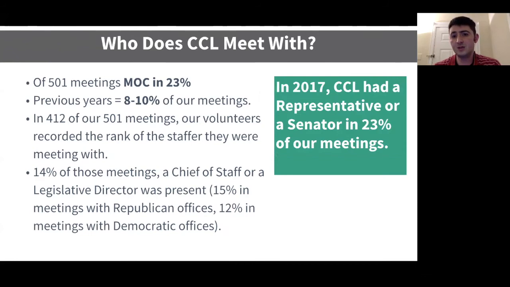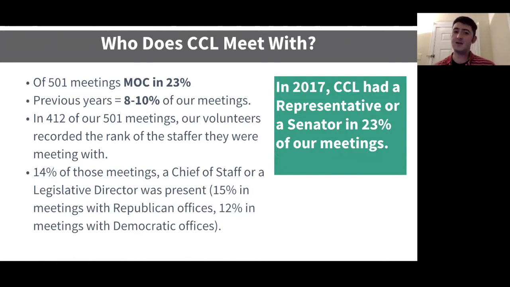The third section of this two-pager that you're going to have, the highlight is in that green box, and that is that in 2017, CCL had a representative or a senator in 23% of our meetings, almost 1 in 4. So in 501 meetings, a member of Congress was in 23%. In previous years, it had only been 8 to 10%. So this is more than a doubling of the meetings where we had members of Congress in there.